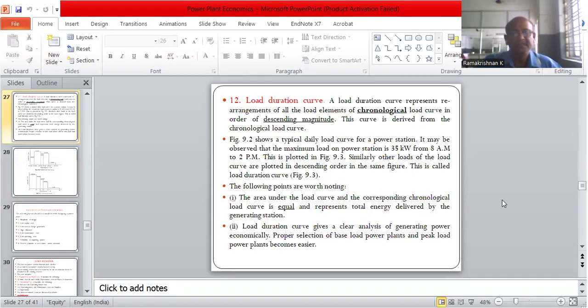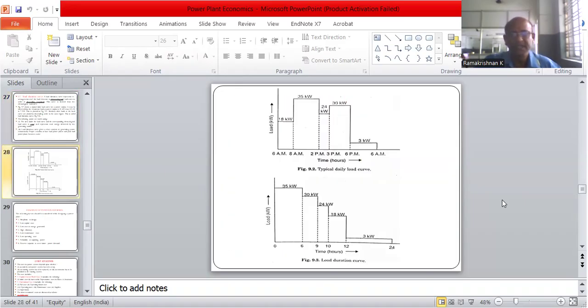Next, the term is the load duration curve. It is similar to the load curve, but the only difference is that the demand is set in descending order for a given period of time, whereas the load curve is set chronologically, so it is also called a chronological load curve. The diagram shows clearly the daily load curve and the load duration curve.